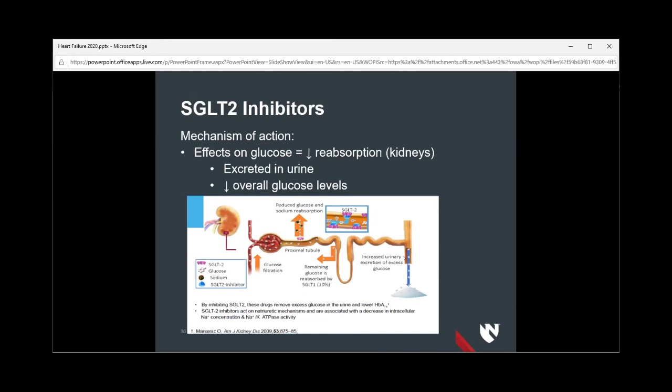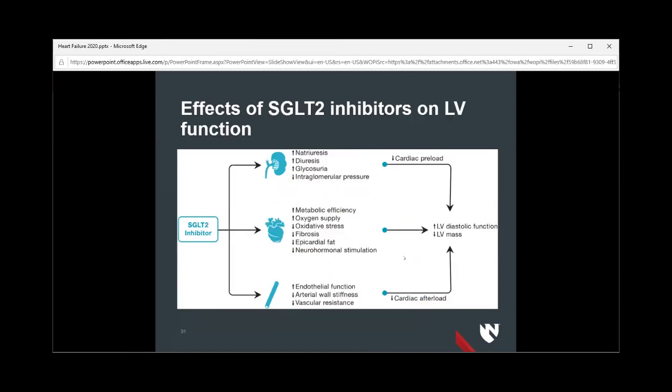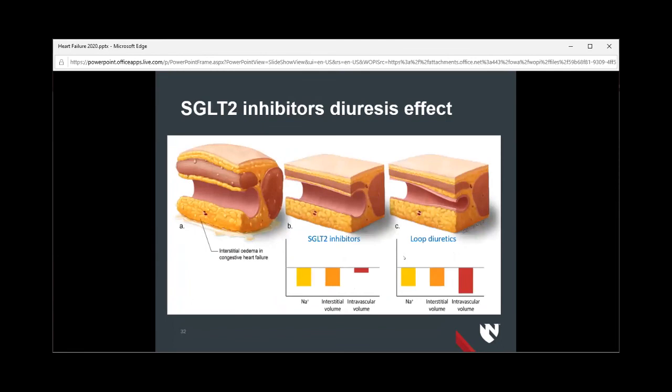When they started looking at SGLT2 inhibitors, they found that not only were they safe for patients who had heart failure, but also improved outcomes for some patients with heart failure. And that is because they also work on LV function. So they can work to decrease your cardiac preload. They improve diastolic dysfunction and they can decrease afterload. The net effect of this is diuresis, which you see here.